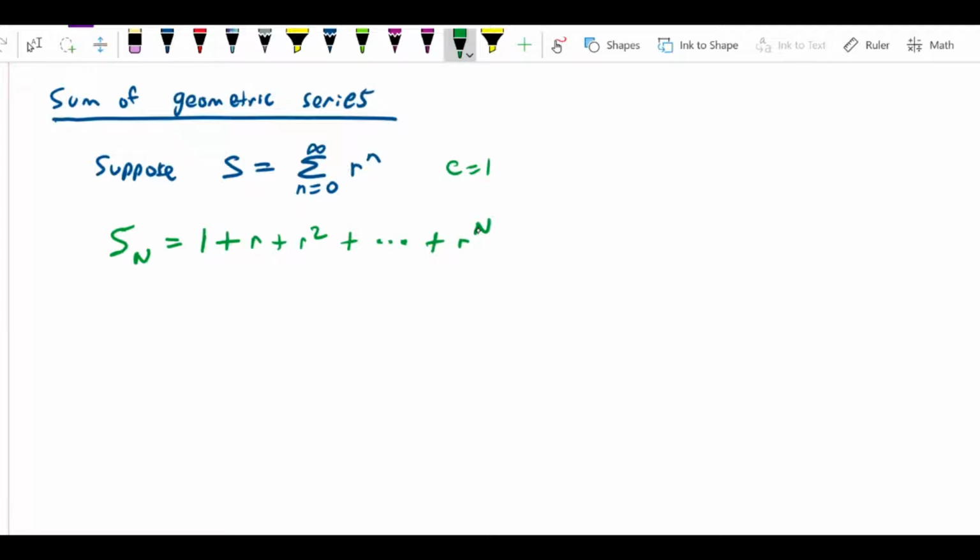All right. So you might say, well, that doesn't look like it's really getting us any place. Here's what I'm going to do. I'm going to multiply this entire series by r. In other words, I'm going to multiply both the left and right side of this equation by r. So this is r times S n is equal to, I'm now going to multiply each of these terms by r. So 1 times r is r, times r is r squared, times r is r cubed, and then over here I have r to the n times r is r to the n plus 1.